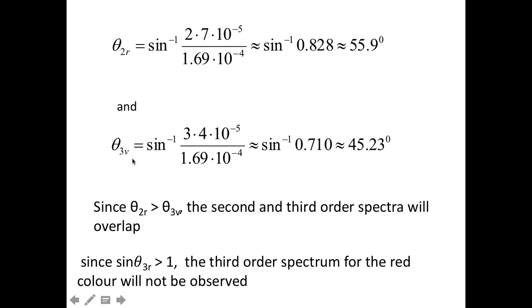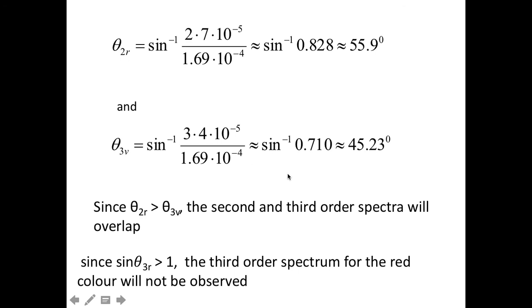Okay, if we go further to the third order red, because we did the second order violet, second order red, third order violet, and this is third order red, so it is greater than 1. That's why the third order spectrum for the red color will not be observed. Okay, so our condition is satisfied here. The second and third order spectra will overlap. We have already shown this here.